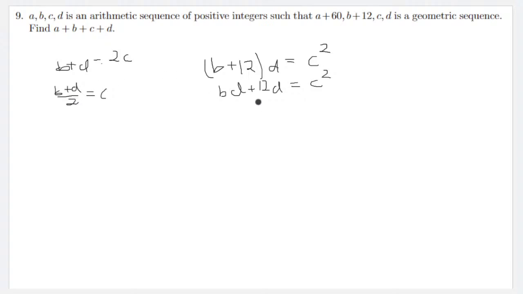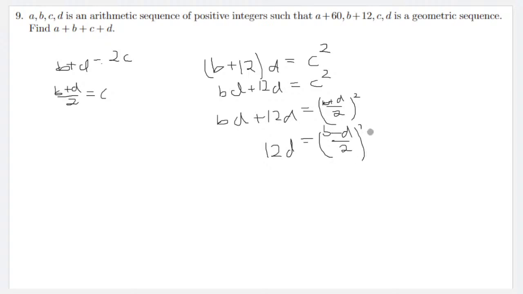So, well, let's plug in here. So we can plug in to find that bd plus 12d equals this squared. So this is b plus d over 2 squared. And then if we move stuff around, we can find that 12d equals b minus d over 2 squared. If we subtract bd, this will go into that product term in here, and it'll turn it into a minus. We can refactor it. So 12d is a perfect square, so let's test values of d.